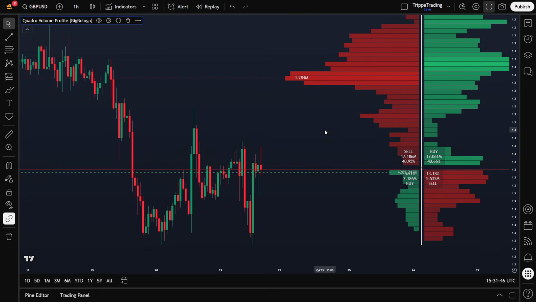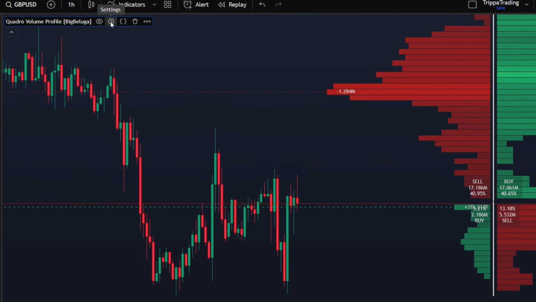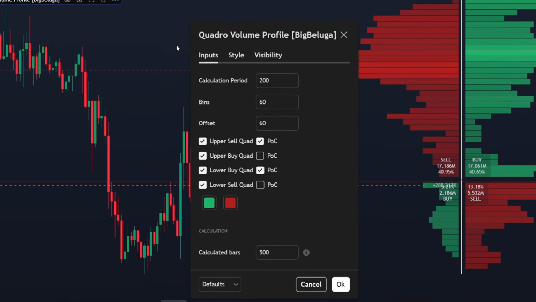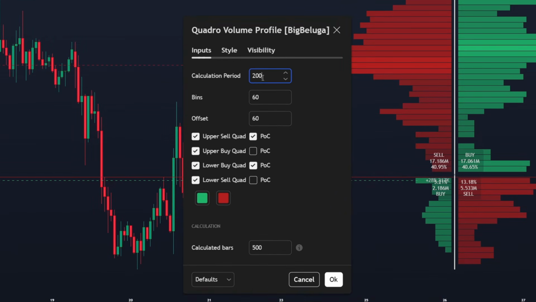Now, let's quickly set it up. Open the Quadro Volume Profile settings. You can do that from here. Go to Inputs. Calculation period is 200 by default. That's the number of candles used to build the profile. We can keep that. The bins setting controls how thick each horizontal bar is.